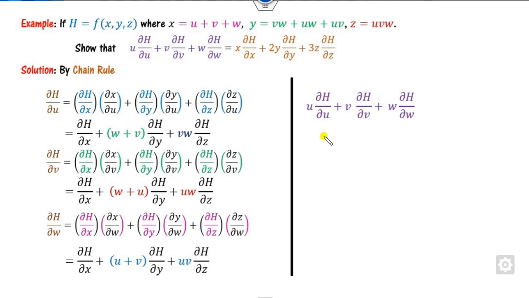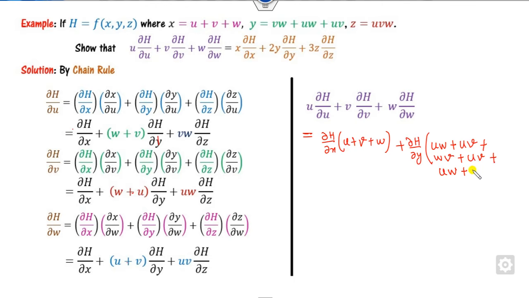Once you start with the left hand side, you multiply with this U, and you can see I can take the partial derivative and write this as a common factor, U plus V plus W. From the second side, I can take this as a common. What is that? This is UW plus UV, plus I have to multiply this by V, plus UV, plus I have to multiply this by W. So this is VW. And from the third side, I can take Z as a common. So this is UVW plus UVW.